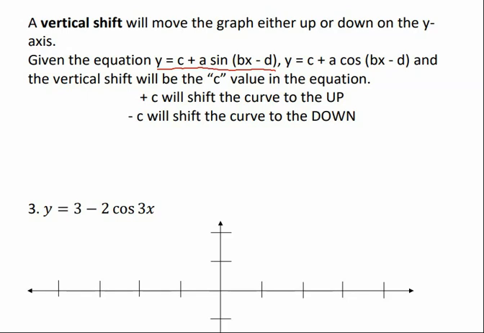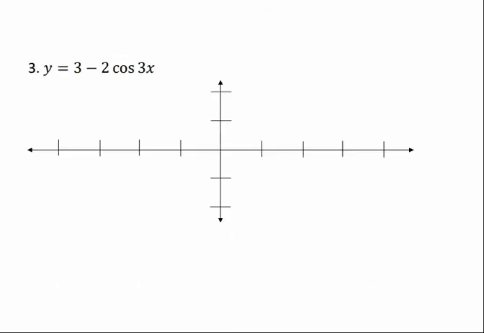All right, so we know that a is the amplitude, b changes our period, d is our phase shift, and now c is our vertical shift. And the same thing with the cosine graph. Now, the c value is what you would think it is. Plus is going to move our graph up, and minus is going to move it down. So let's look at this cosine graph.